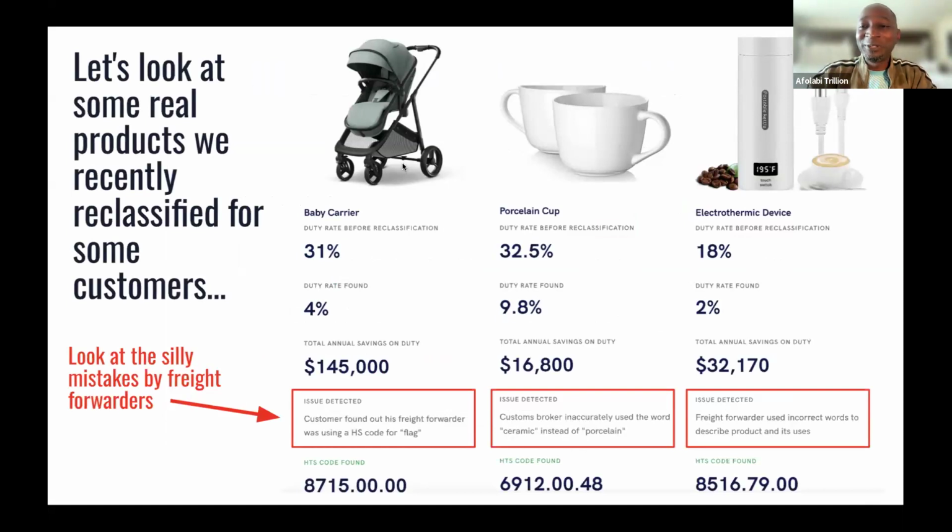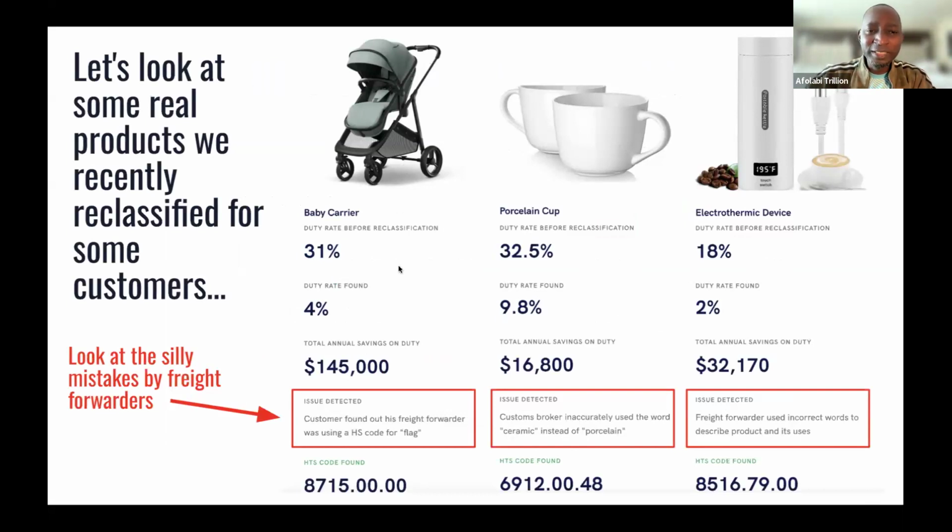So he sent his product to me. He said, hey, Afolabi, could you help me out? I'm paying like 27% or something. I think he was also paying 31% on his duty. He's like, something is wrong. I heard about your presentation. Could you help me out?